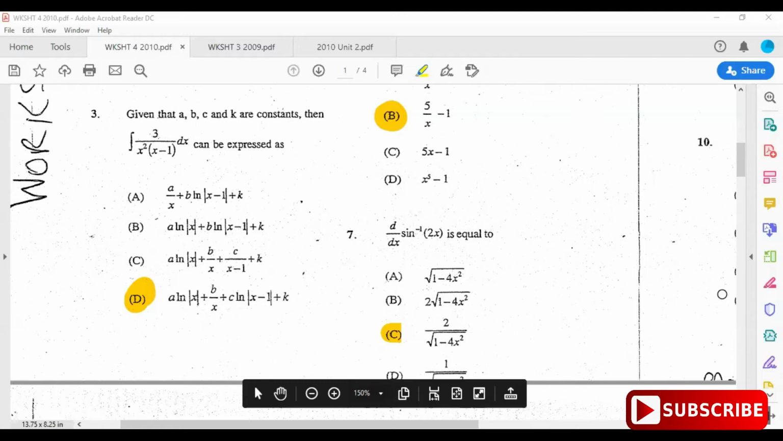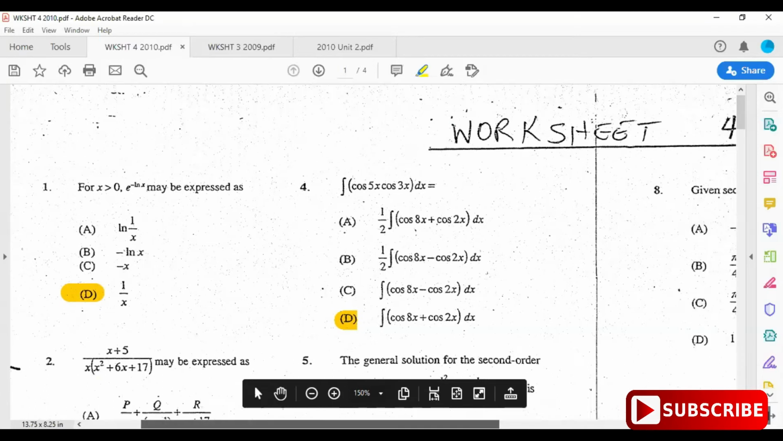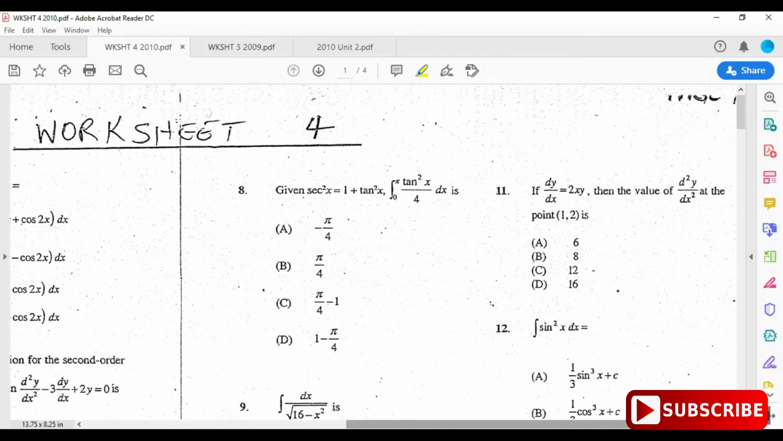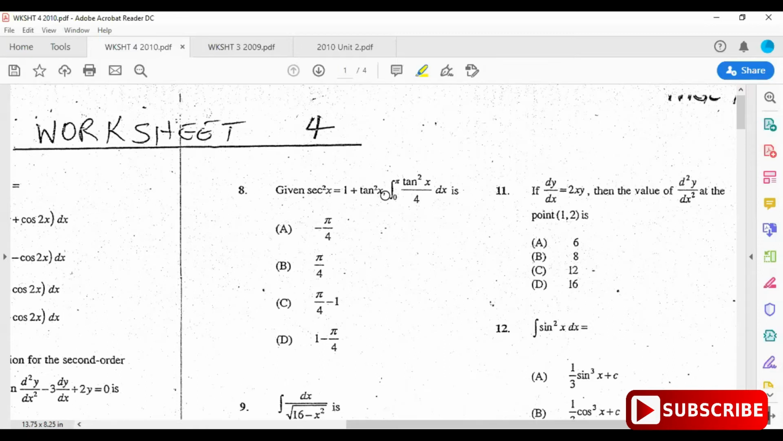And that's question 7. Let's go to question 8 now. It tells us that sec square is equal to 1 plus tan square, and then it asks us to integrate tan square divided by 4. So the first thing we have to do is make tan square the subject: tan square x is equal to secant square x minus 1, by 4 dx.